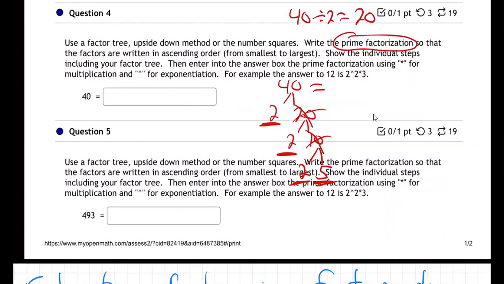So 40 is 2 times 2 times 2 times 5. Well, here, I won't do the asterisk yet. We'll do that in the final answer. It's 2 times 2 times 2 times 5, isn't it? That's the breakdown of a 40. Now, we're going to do that in powers. Remember powers? We'll say that's 2 to the 3rd times 5. That's just a shortcut way of doing it. It's 3 2s and a 5. That's the breakdown of a 40.